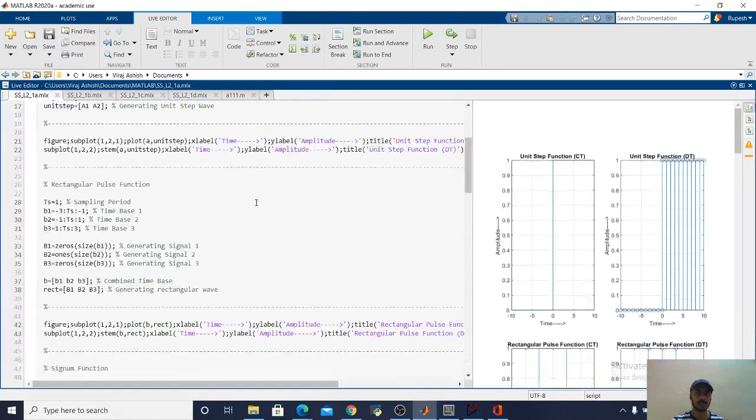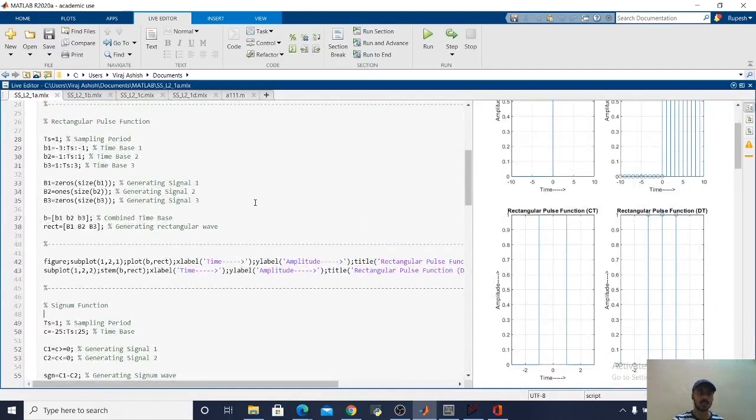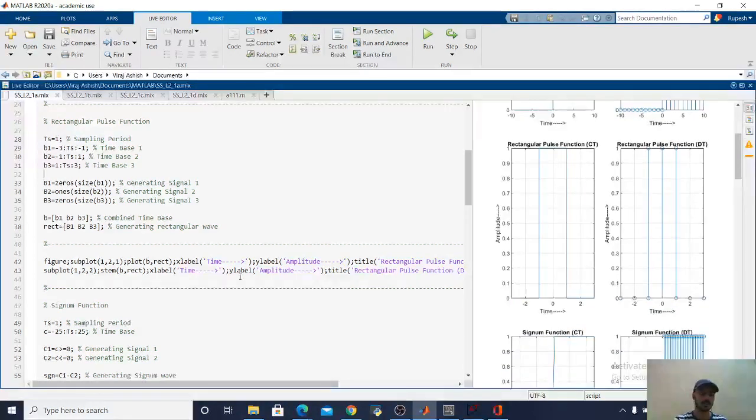Next one is the rectangular pulse function. Here you can see that for some time its value is 0 and for some time again 1 and constant, and then after that 0 again. You can see its graph and corresponding code.